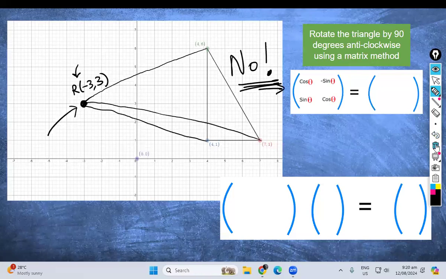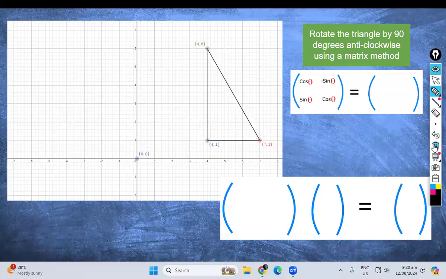So whenever you're doing rotation questions, the point I'm trying to make is that there are two methods you could use: the matrix method, or, as a last resort, the drawing method.